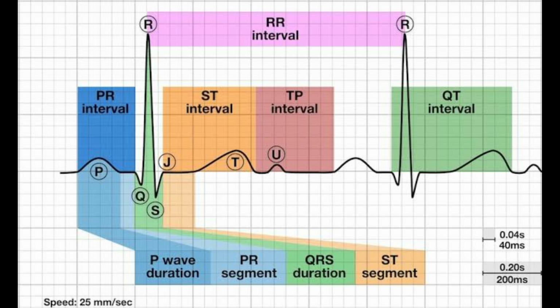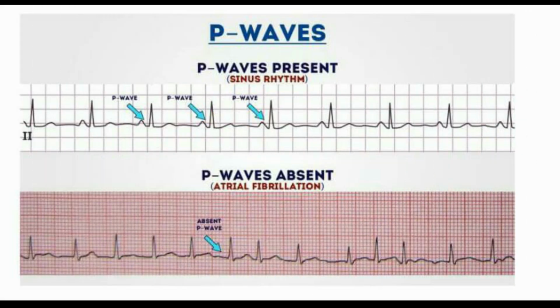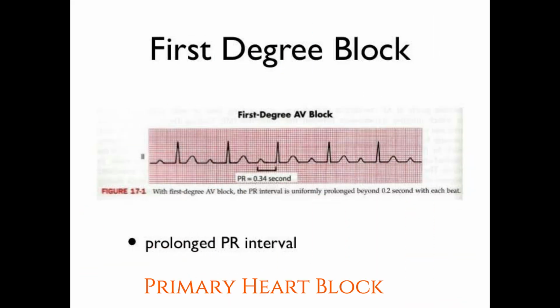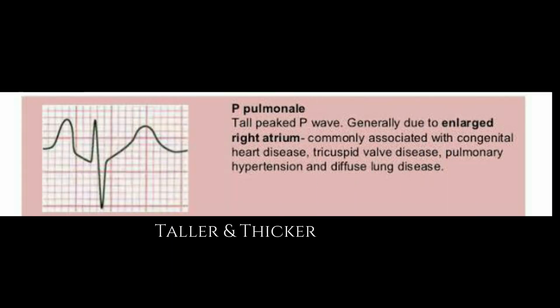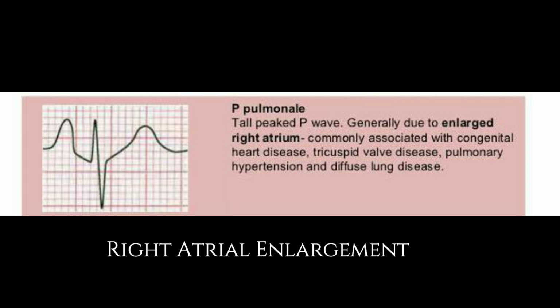Now I will discuss conditions where these waves have different millivolt or second values represented in the ECG paper. First of all, I will discuss the P wave. If the P wave is absent or missing, it denotes atrial fibrillation. If the P wave is prolonged, then it denotes primary heart block. When the P wave is taller and thicker, it denotes P pulmonale, and it is due to right atrial enlargement.